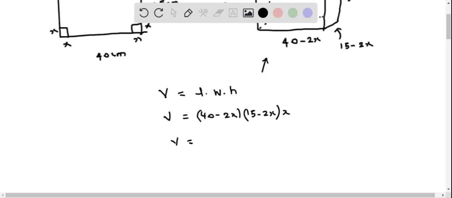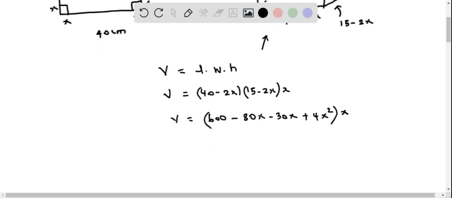So when I do that, 40 times 15 is 600. Then 40 times negative 2x is negative 80x. Then I multiply negative 2x with 15, I get negative 30x. Then I multiply negative 2x times negative 2x is plus 4x squared. I then have to multiply with x. So this can be simplified. Negative 80x minus 30x is 110x.